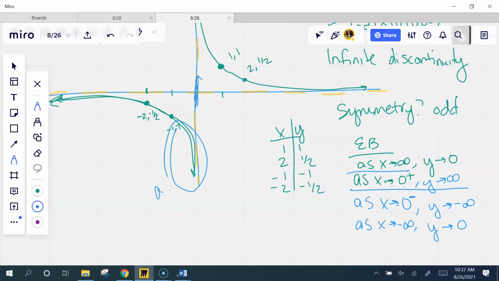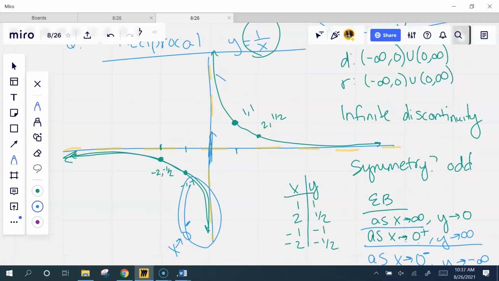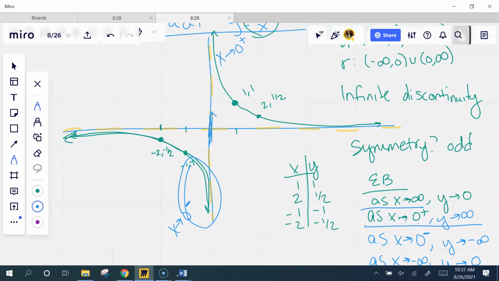This one is x approaching 0 from the left. This one is x approaching 0 from the right. This one is x approaching infinity. This one is x approaching negative infinity. There's 4 ends there, yes.